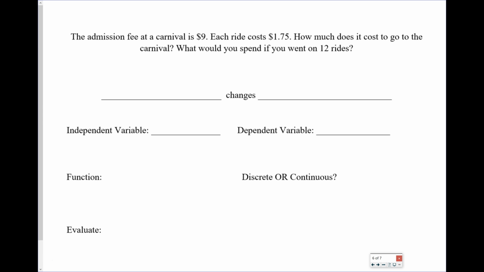So first, let's think about our independent and dependent variable. What are you choosing to do when you go to the carnival? Think about your free choice. You are choosing how many rides you go on. And that number of rides changes how much you pay. It changes the cost. If you go on 2 rides, you pay a certain amount. 3 rides, you pay a certain amount. So your independent variable is the rides, and your dependent variable is the cost. Cost depends on the rides. That's really important.